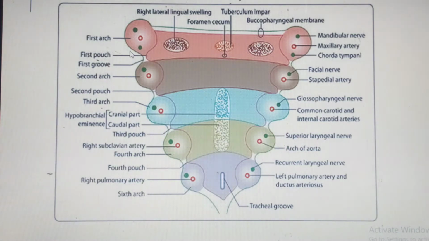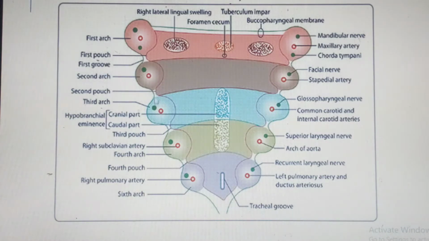So let's see how many. We've seen that we have 5 definitive pharyngeal arches, excluding the 5th one. Then let's see for the clefts. For the clefts, between the first pharyngeal arch and second, we are going to have the first cleft.